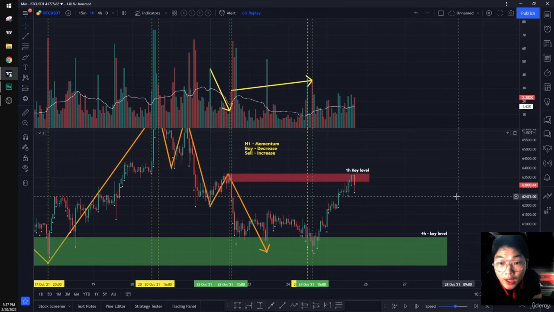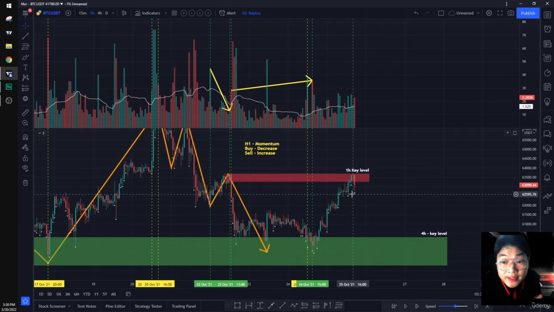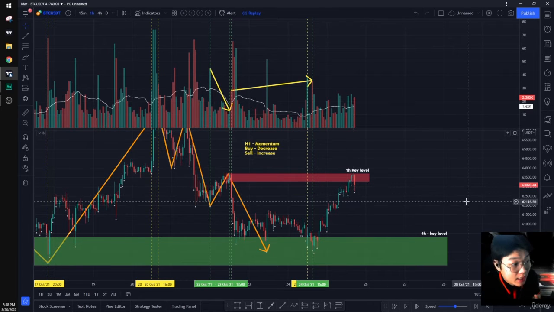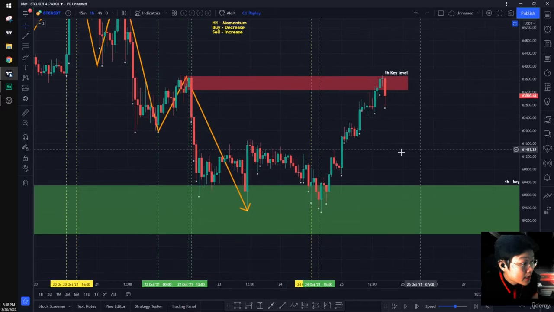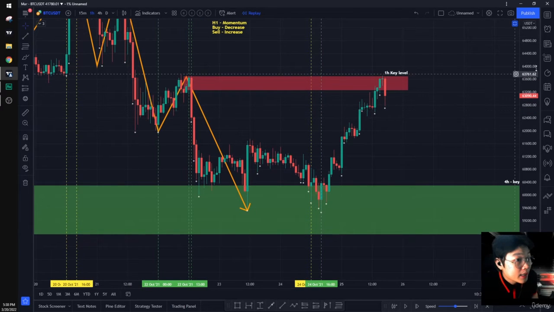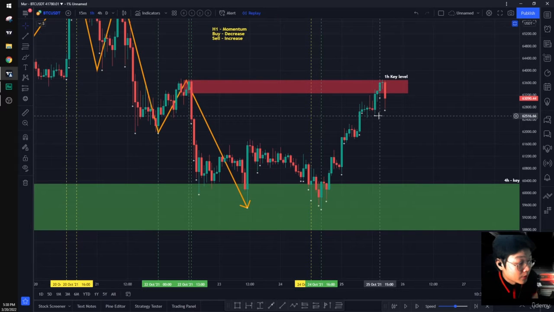At this time, price has already come into the 1 hour key level. You can analyze the momentum from the first up candle to the last up candle to see whether the buying pressure is getting stronger, and you can follow the 4 hour trend at this time. Here is the first up candle, I will move on like this, and here is the last up candle at this time.